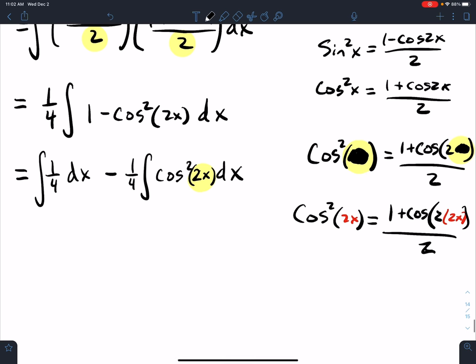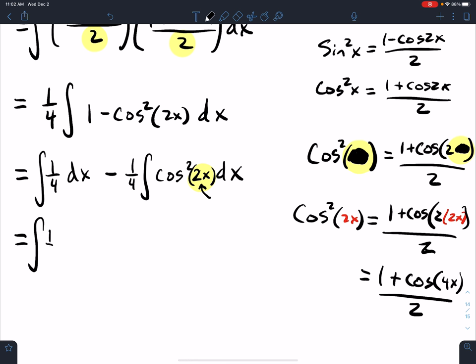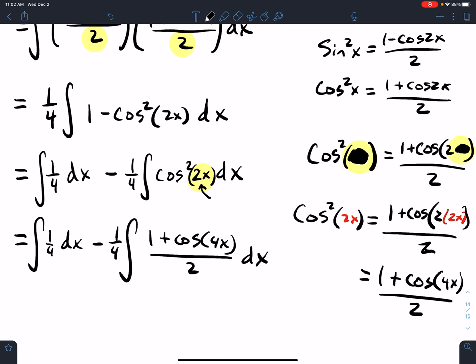Okay. So what does this reduce to? This is 1 plus cosine of 4x over 2. So since I had a 2x to start with in here, it turns into double. Remember your double here? And so that makes it the 4x there. So this is integral 1/4 dx minus 1/4 integral of 1 plus cosine of 4x over 2 dx here. Okay?